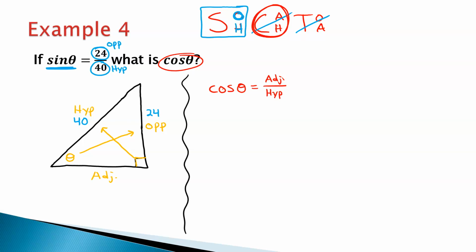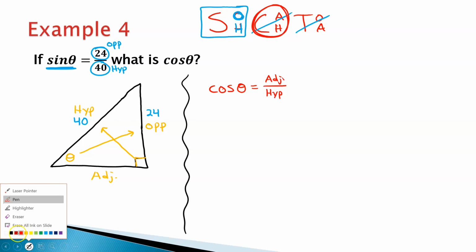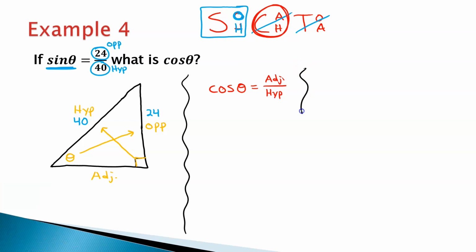Okay, do I have enough information to write my answer? Go back and look at your picture. Do we have adjacent? Dang it, no, we don't. Do we have the hypotenuse? Yeah, we do. So how the heck can I get the adjacent? As soon as I find the adjacent, I can actually figure out my answer. I can go ahead and write my answer, but we need to first figure that out. How could I possibly figure out this bottom side of the triangle?